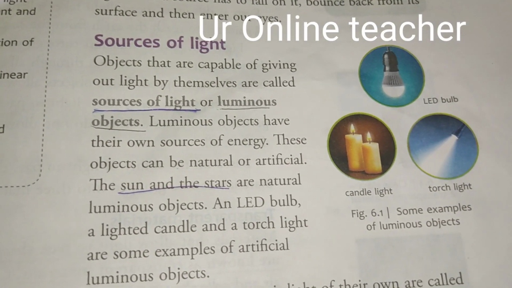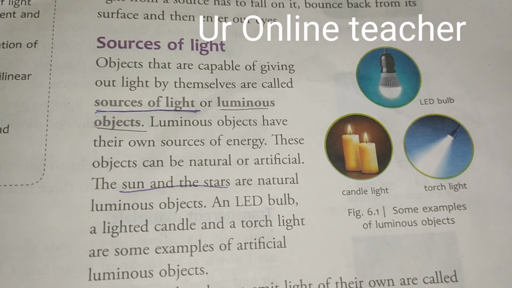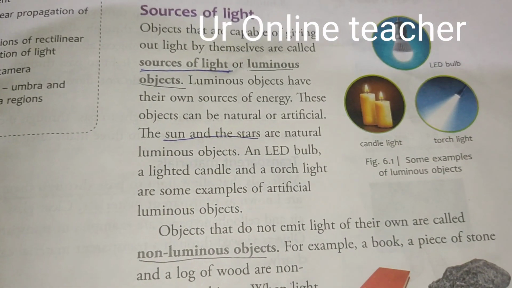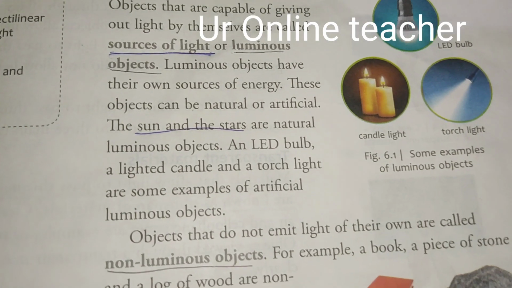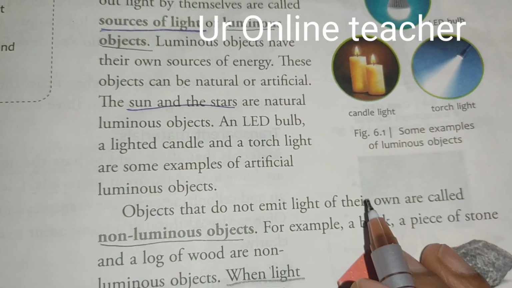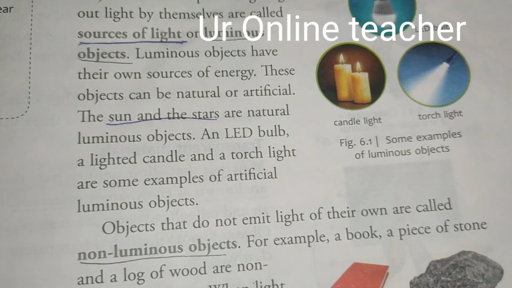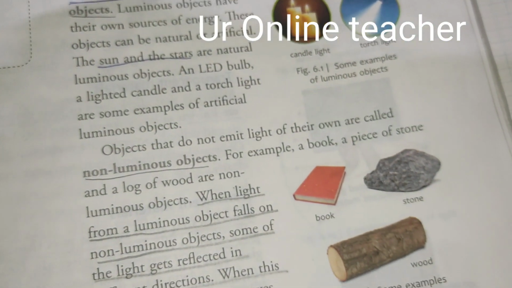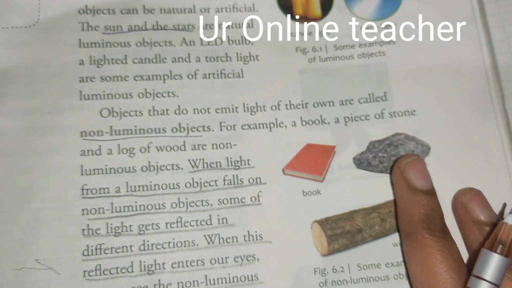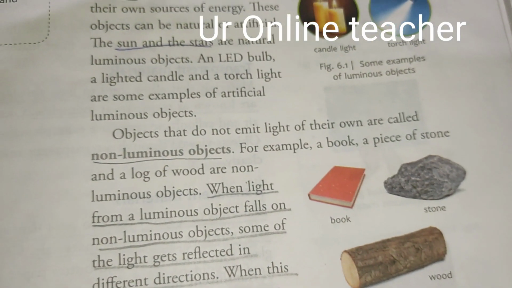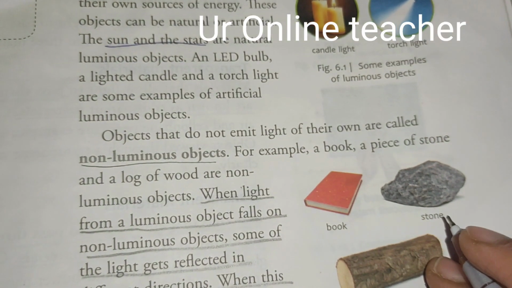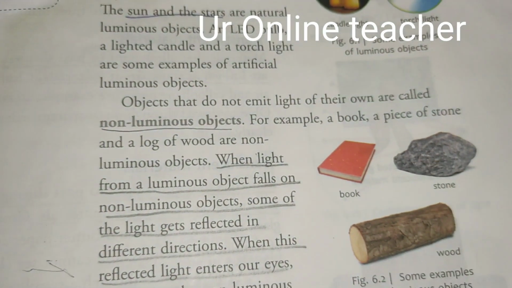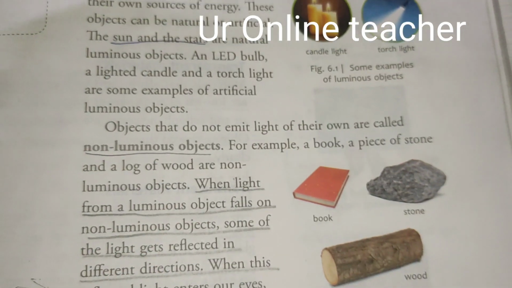So from this we understand that objects capable of emitting their own light are called luminous objects. What is the opposite of this? Non-luminous objects, which do not emit light of their own. For example, a book cannot emit light, or a stone or a log of wood. These are called non-luminous objects because they will not emit their own light. But when light falls on these objects, some of it gets reflected in different directions. The light will get reflected and enter our eyes and we can see these objects.